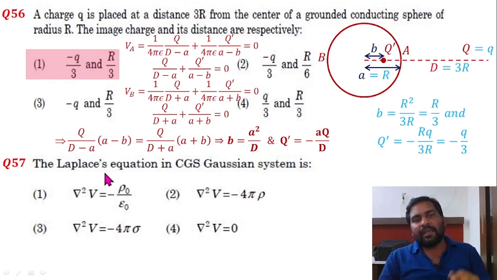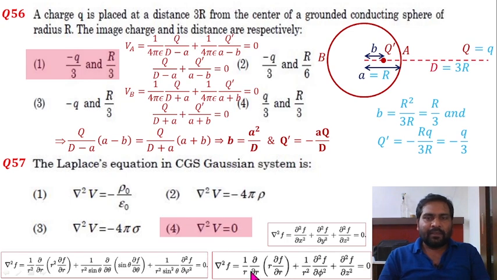Question 57. The Laplace equation in CGS Gaussian system is del square v equal to 0. Option 4 is correct here. So this is the Laplace equation in different coordinates: Cartesian systems, cylindrical systems and spherical system.